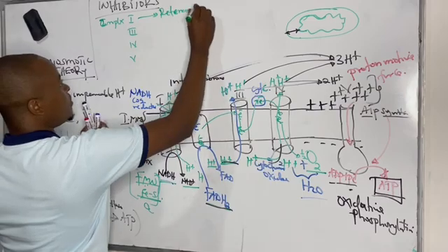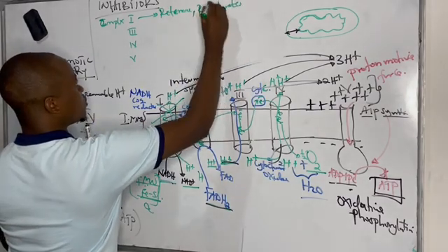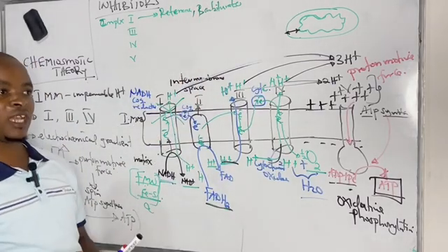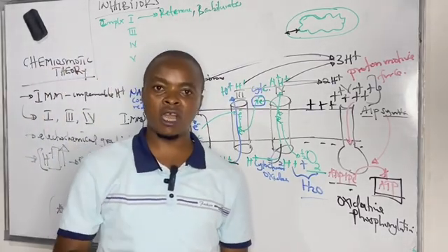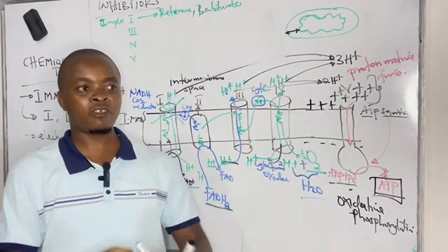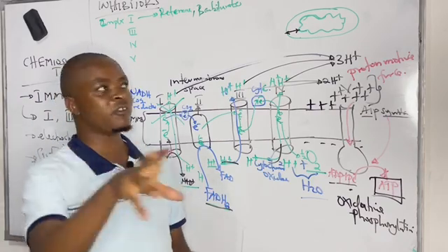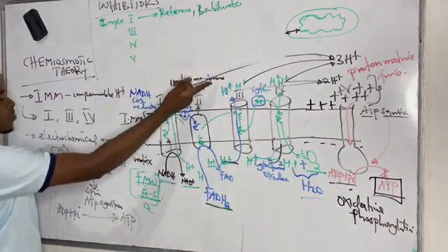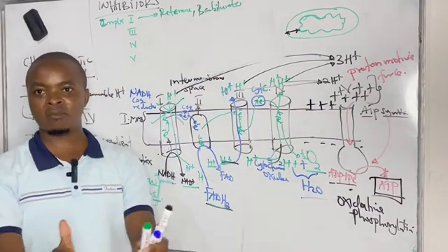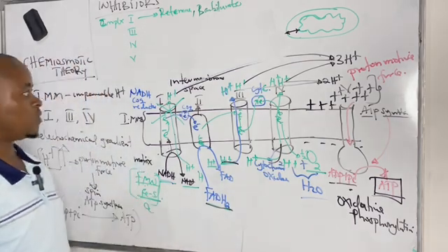Rotenone and sometimes the barbiturates. Barbiturates also act by blocking complex 1. You know, barbiturates like phenytoin, phenobarbital, are given to anticonvulsant patients, patients who are very hyperactive and uncontrollable. So we can give them barbiturates and they will block complex 1 so that they lack energy to fight and they become calm, so that we can work on them in the hospital.